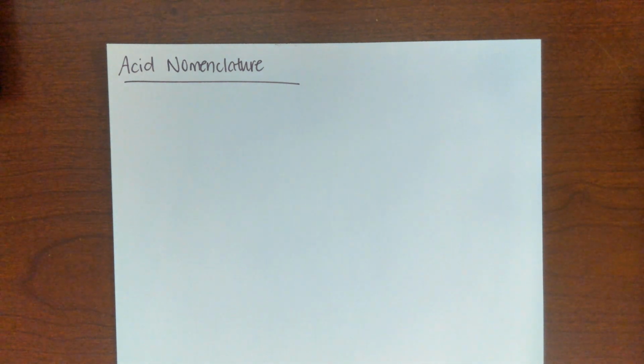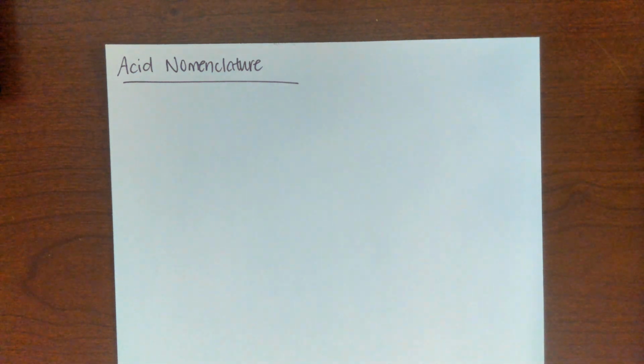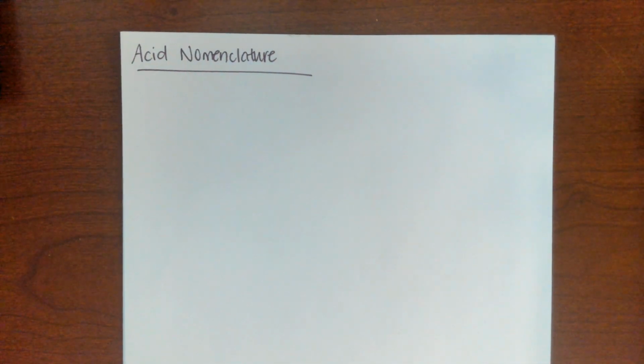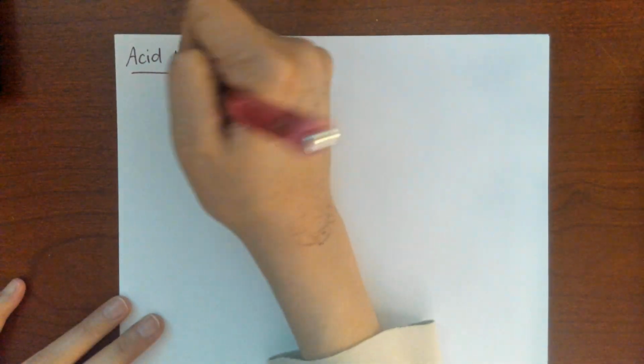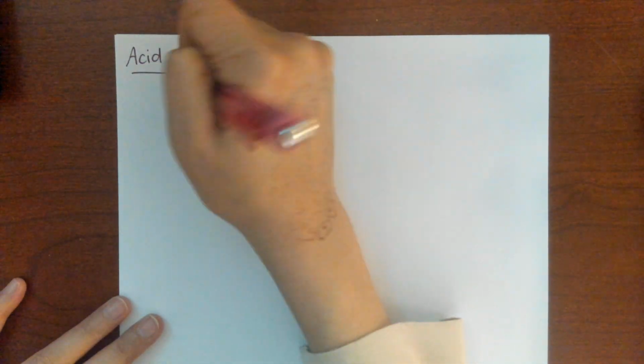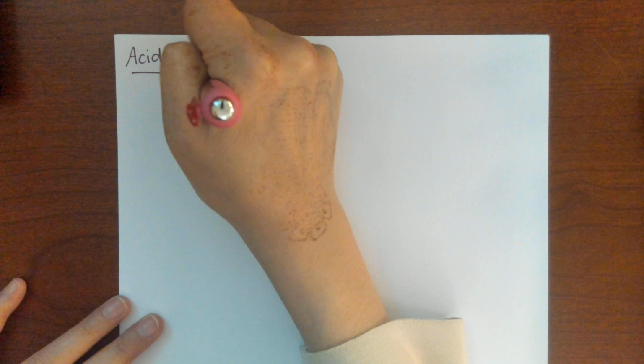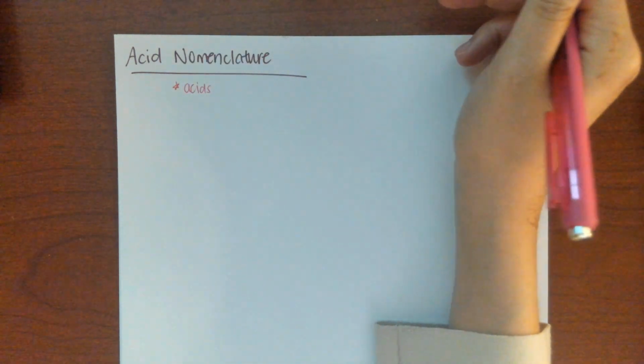Today I'm going to go over naming acids, so acid nomenclature. So if you are given an acid compound, you know how to name it, and vice versa. There are several rules that you need to follow. Again, acids always start with an H. So whenever you see an H at the beginning of a compound, you know it's an acid.